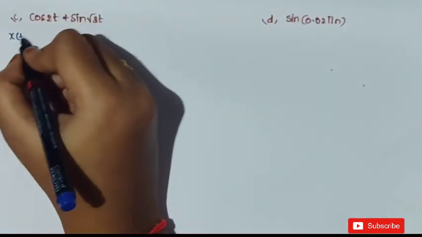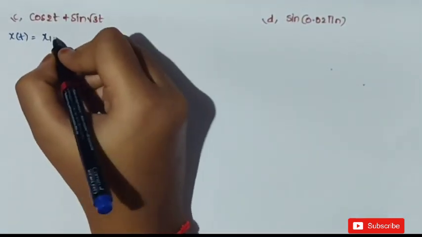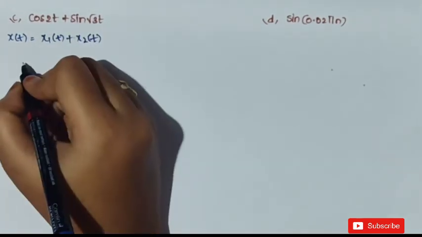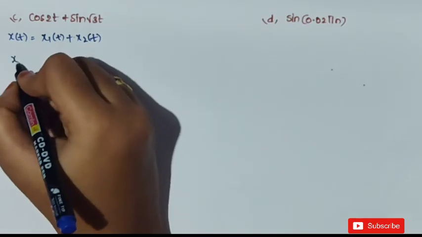First let us consider x of t is equal to x1 of t plus x2 of t. Since it is given here, two signals are given, the summation of two signals. x1 of t is cos 2t.